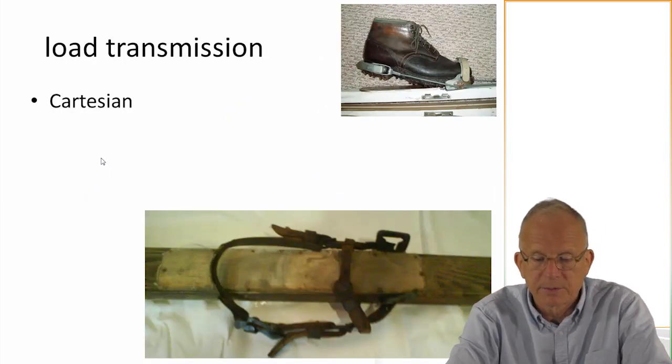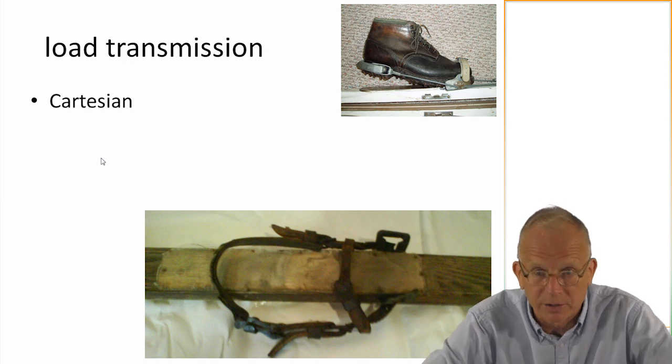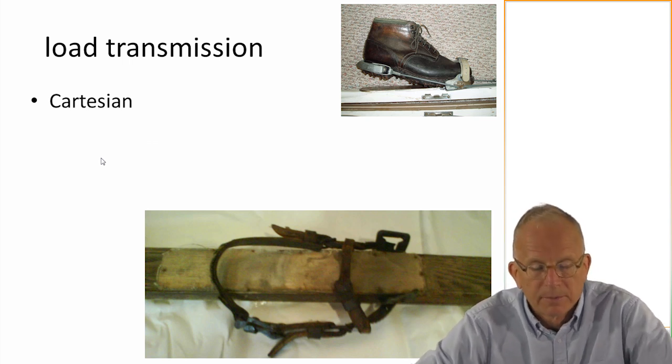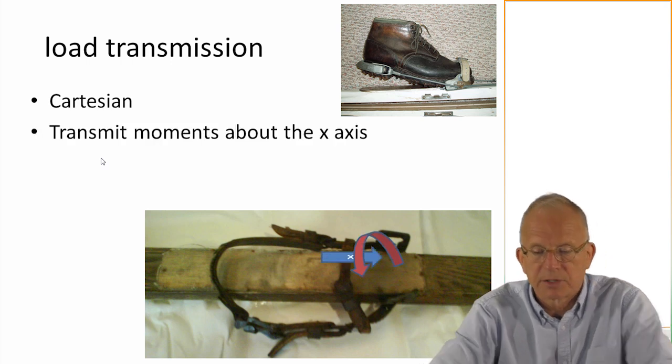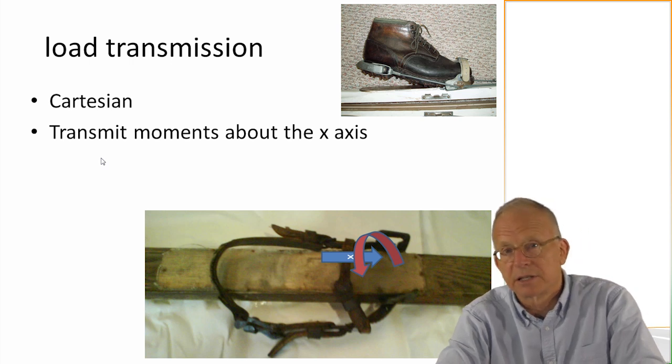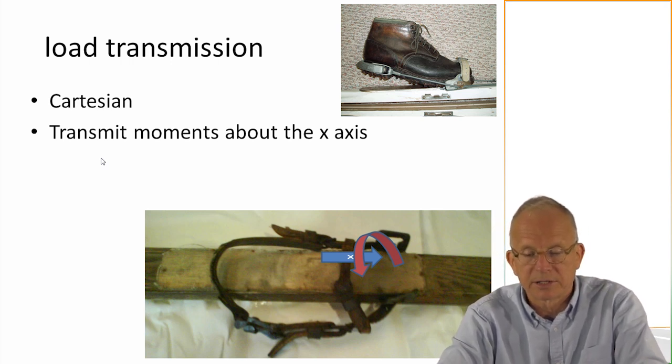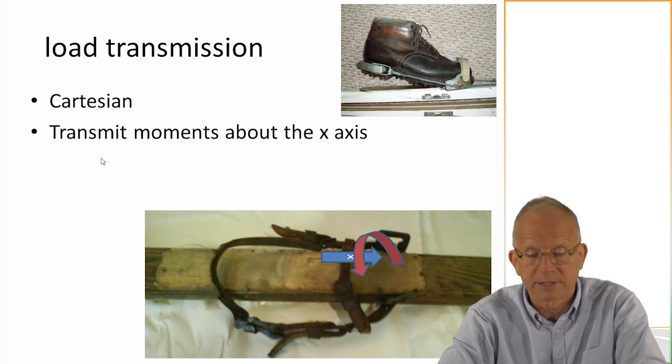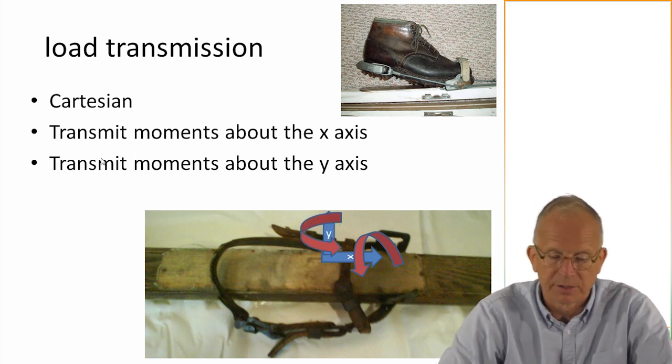All right, so let's see what this looks like. Now, this is not a current ski binding or boot, but so load transmission, Cartesian decomposition. So we're looking at transmitting moments about the x-axis. Let's take this along the longitudinal axis of the ski. So this would be the roll axis like you would use for edging.